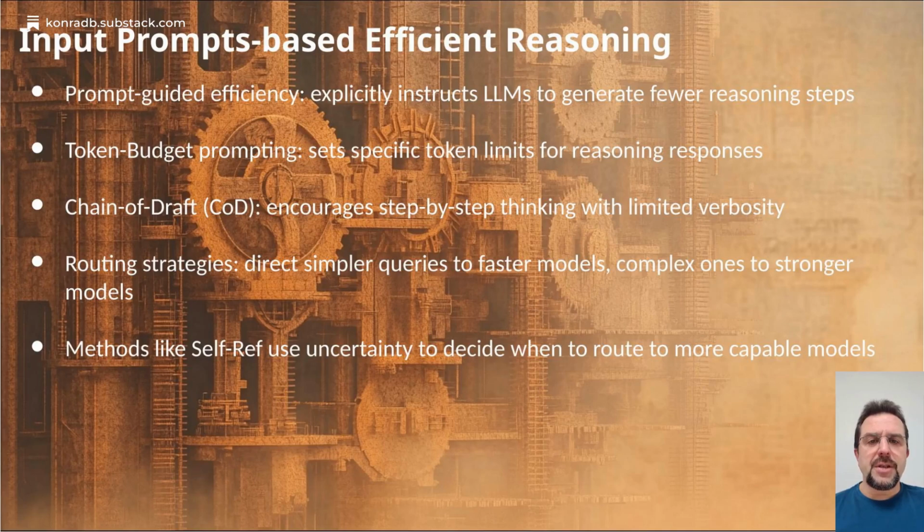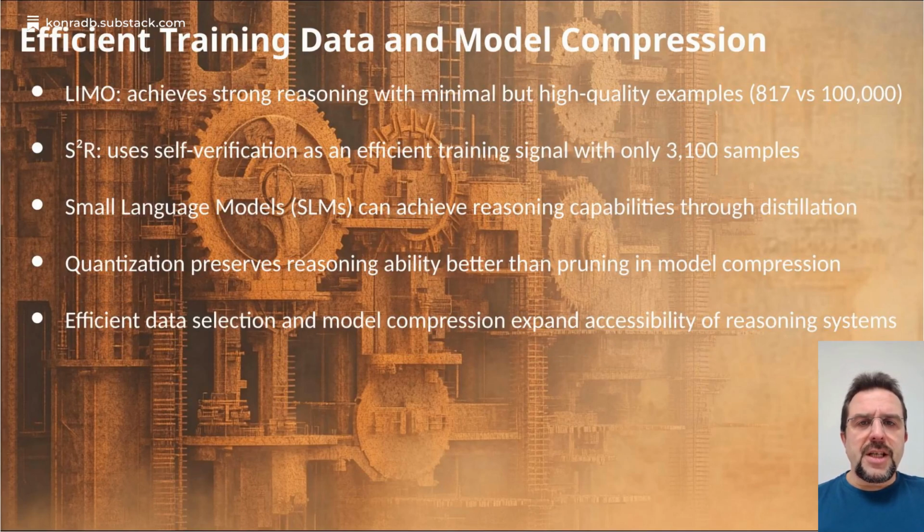Section 6 explores how efficient data selection and model compression can create smaller but capable reasoning systems. Approaches like LIMO demonstrate that carefully curated examples, just 817, can outperform models trained on 100,000 plus examples. S2R shows that self-verification abilities can be effective training signals with minimal data. For small language models, distillation techniques transfer reasoning capabilities from larger models, though some struggle with complex reasoning. Interestingly, quantization preserves reasoning abilities much better than pruning. These approaches make reasoning systems more accessible for resource-constrained environments.